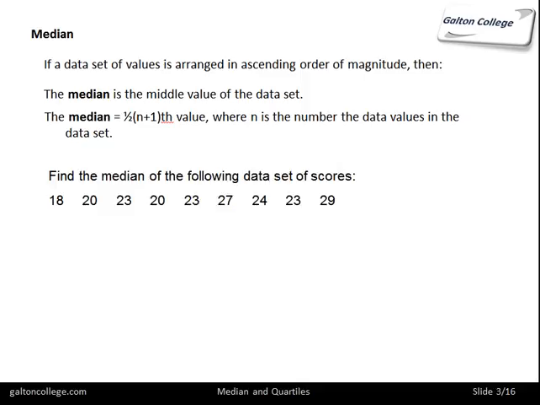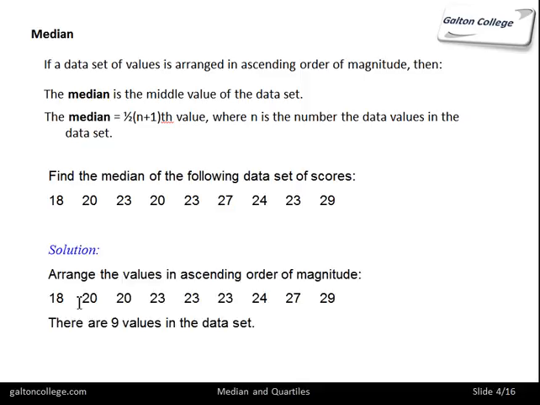If you look at this data set here, I'll just put the cursor onto the screen. We've got 18, 20, 23, 20. So it's going upwards and now down from 23 to 20, up to 23, 27, down to 24, down to 23, up to 29. So we need to organize that in ascending order. We start at 18, 20, 20, 23, 23, 23, 24, 27, 29. So it's in ascending order. And if we count these, we've got 9 values: 1, 2, 3, 4, 5, 6, 7, 8, 9.